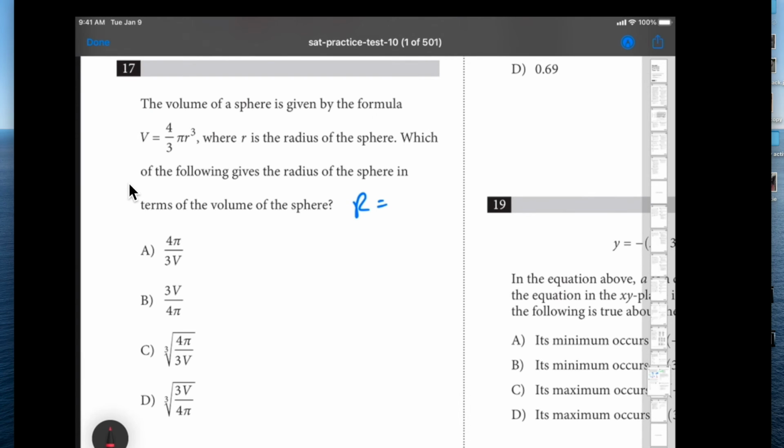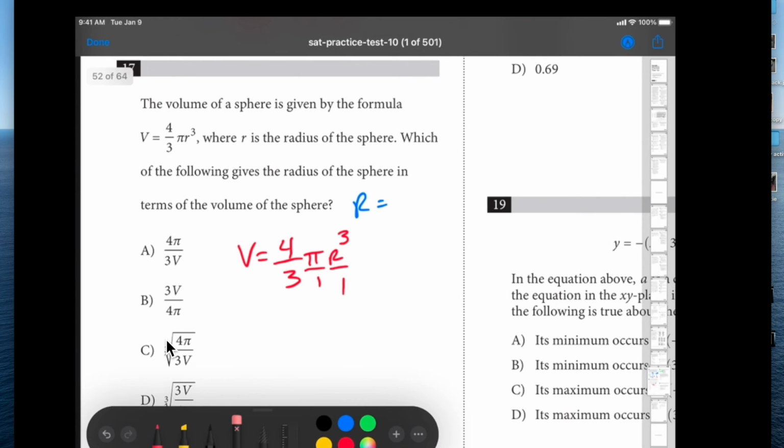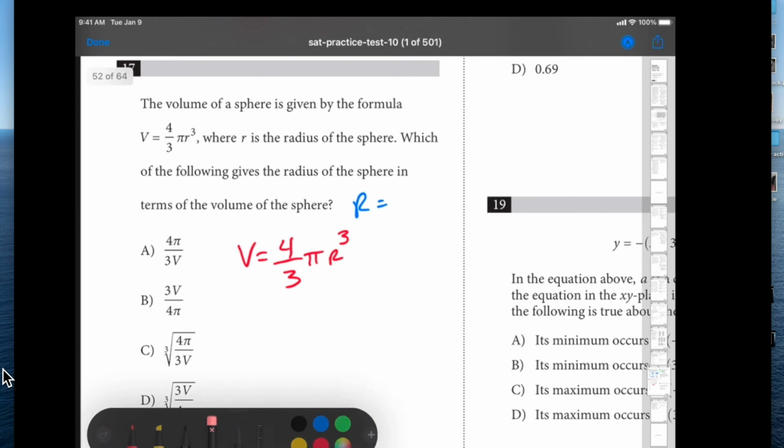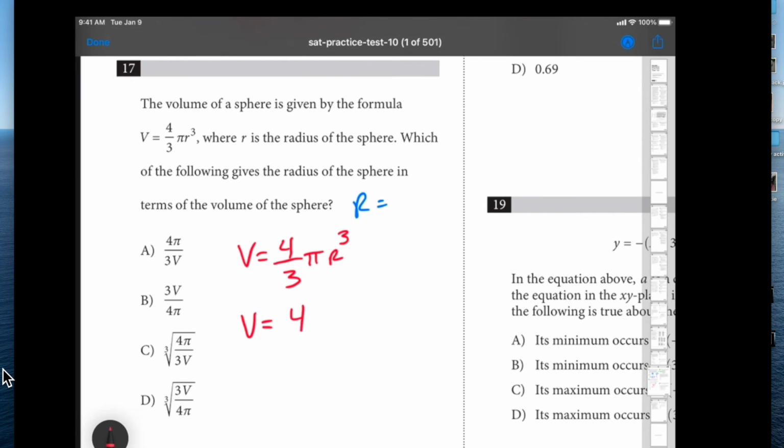So we have volume equals 4/3 pi r cubed. The first thing you need to recognize, folks, is that this pi and this r cubed are really pi over 1 and r cubed over 1, meaning the pi and the r cubed belong with the 4 up in the numerator. So the first thing I might do here is rewrite this as volume equals 4 pi r cubed over 3.